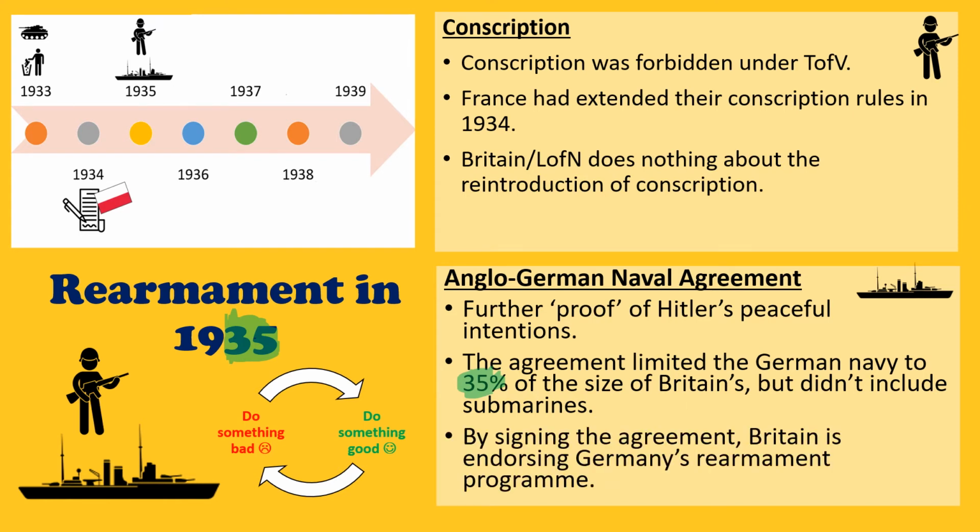By signing the Anglo-German Naval Agreement, Britain is essentially putting their seal of approval, their stamp of approval, on Germany's rearmament program. They are saying, I see what you're doing, and we say that's okay, so long as you don't encroach on our navy. Remember, our navy, even into World War II, is something that we were very much focused on protecting, wanting to have that strong navy as an island nation. It is so incredibly crucial.